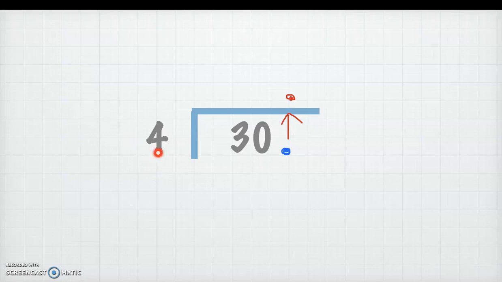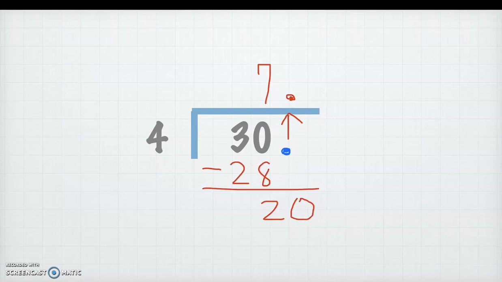How many times can 4 go into 30? 4 can go into 30 7 times. So I'm going to write down that 7. 4 times 7 equals 28. And I have a remainder of 2. But remember, today's lesson is I don't want to have a remainder, but I want to keep dividing. How am I going to keep dividing? I'm going to annex a 0 to my remainder. So I have now 4 into 20. Now, how many times can 4 go into 20? That is 5 times. 4 times 5 equals 20. And I will end up having no remainder.